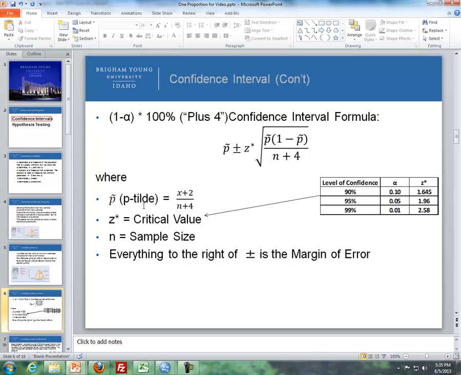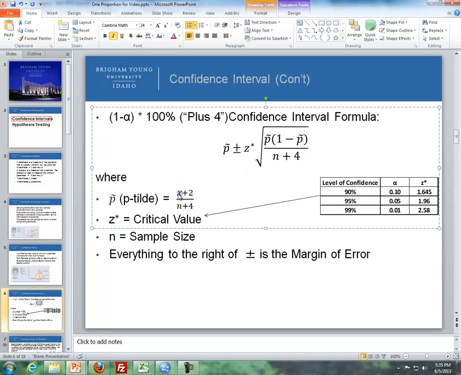Okay? And p tilde is basically x plus 2 divided by n plus 4. X is the number of people that meet a certain characteristic. For instance, if we're trying to see how many people would vote for Barack Obama, x from our sample represents the number of people that would vote for Barack Obama. Okay? Z is our critical value, as I mentioned before, n is our sample size, and everything to the right of the plus or minus sign is the margin of error.